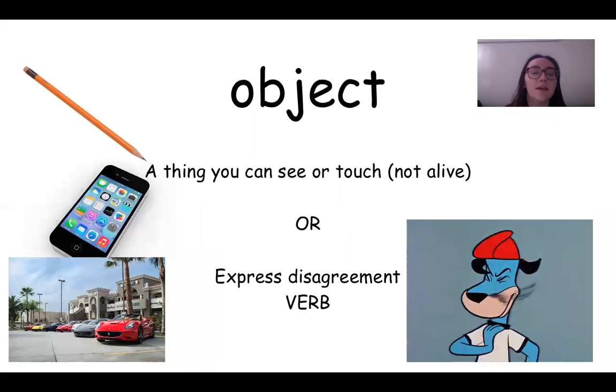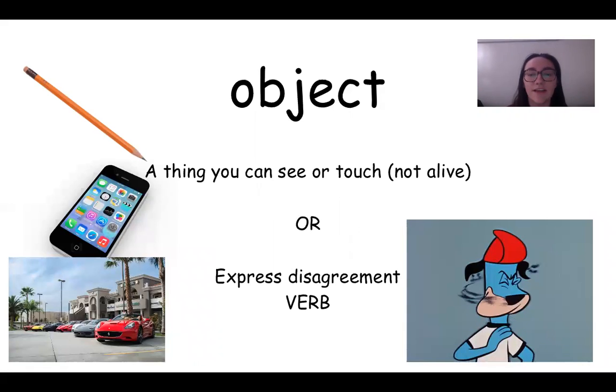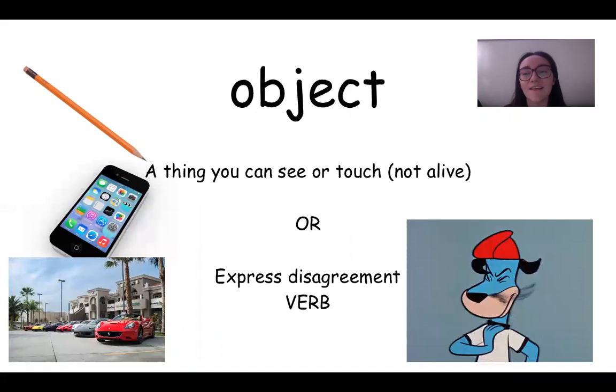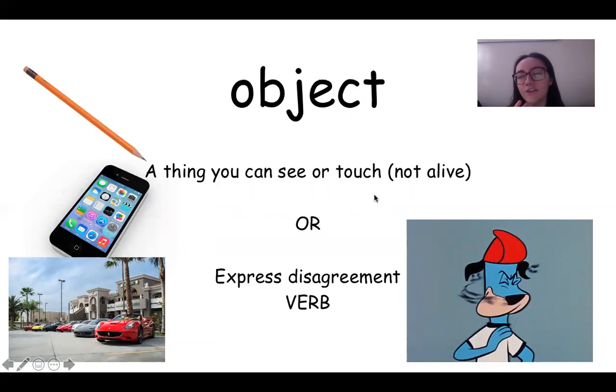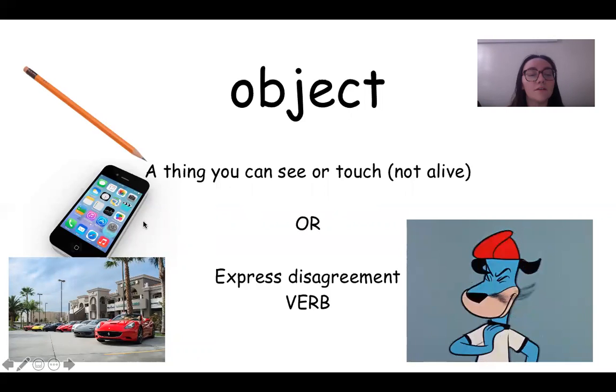Now, the next word is object, or it's also pronounced object. So you can pronounce it as object, or object. So an object, right, is a thing you can see or touch, usually not an alive thing, right? When we talk about objects, we're usually talking about things you can see or touch, like cars, phones, pencils, anything you can see or touch that isn't alive.